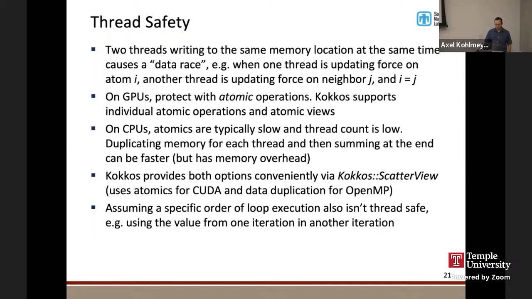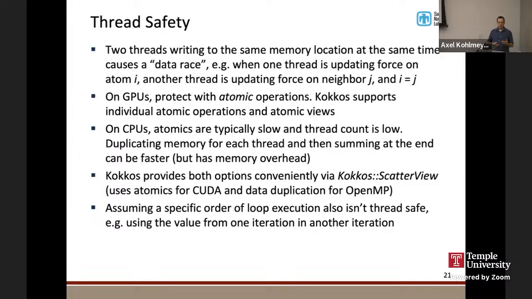Okay, I want to talk a little bit about thread safety. This is something to think about when you're writing in parallel. If you have two threads that are writing to the same memory location at the same time, this causes a data race. You don't know which one's going to win. One's going to stomp on the other and override its value. This is like what you're talking about with that reduction. If you don't do that right, you don't have thread safety, then you'll get the wrong result.